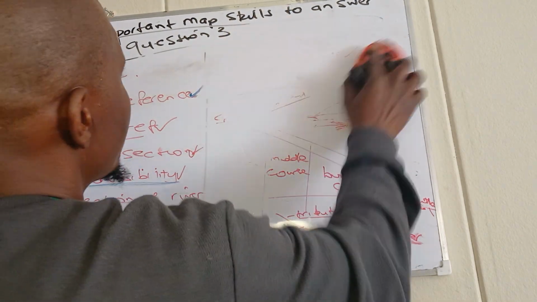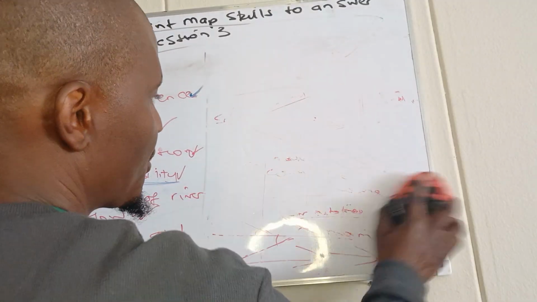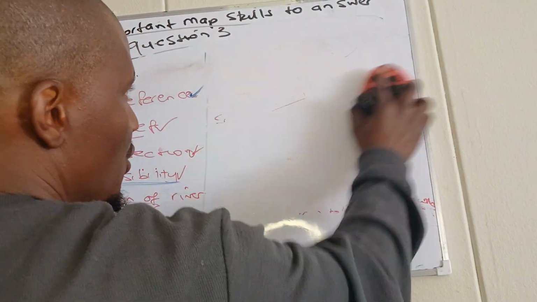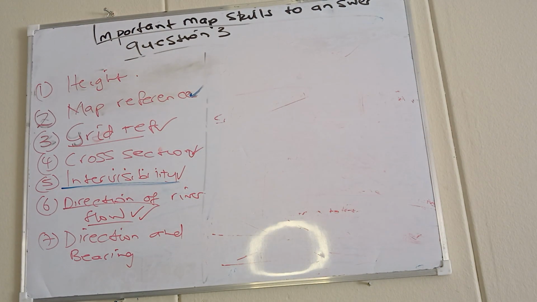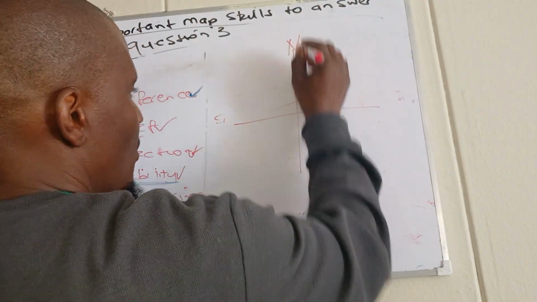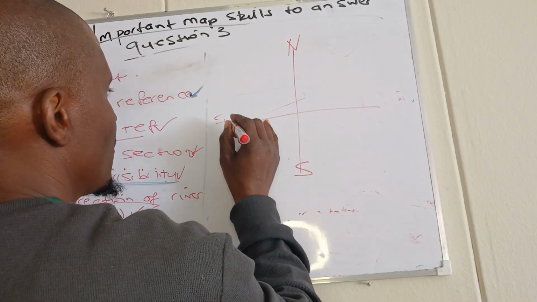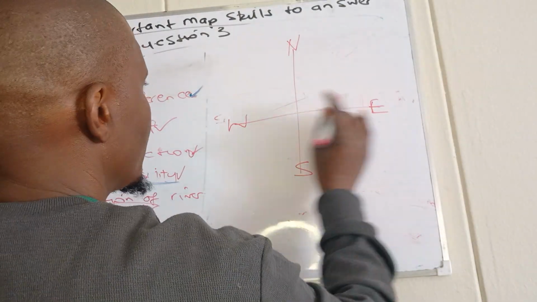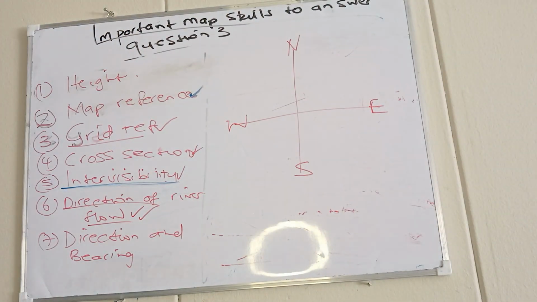Then another important skill that you need to answer question 3 is your direction and your bearing. When you talk about direction, obviously, we are talking about your cardinal points. That's the first thing. That is the first thing that you need to know.